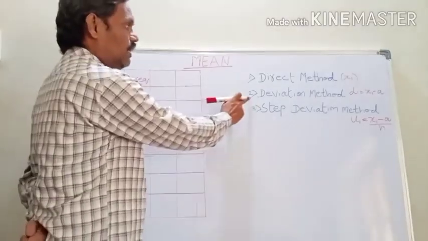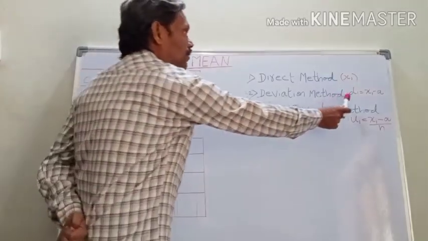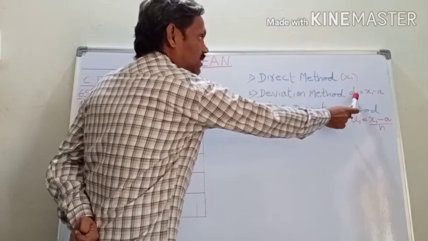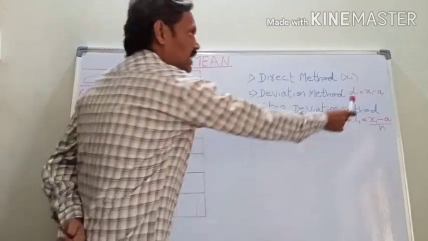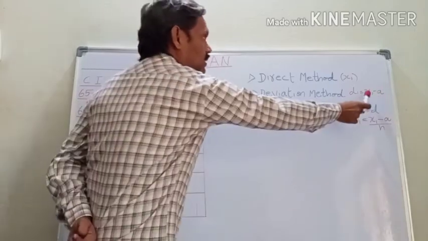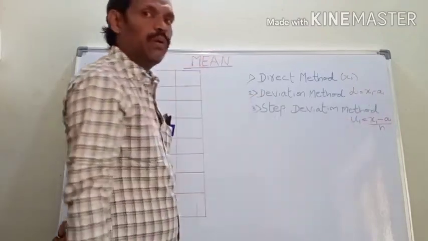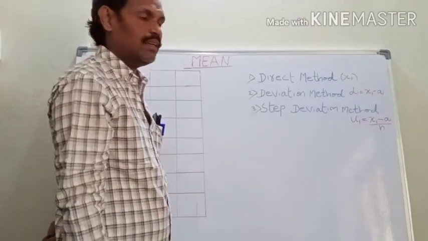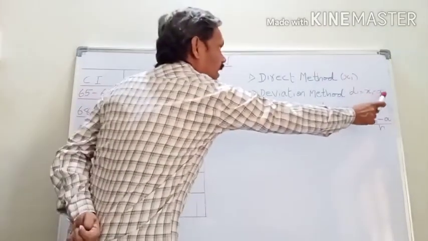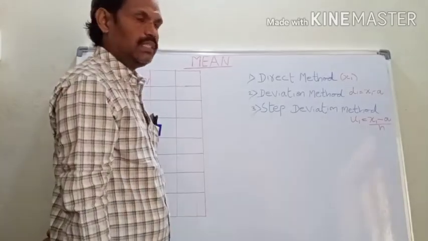The second method is the deviation method. In the deviation method, we have the values of di. Di stands for deviation. Deviation is equal to xi minus a. Xi means the mid value of the class. A means the assumed mean. Then go for the third method, that is the step deviation method.